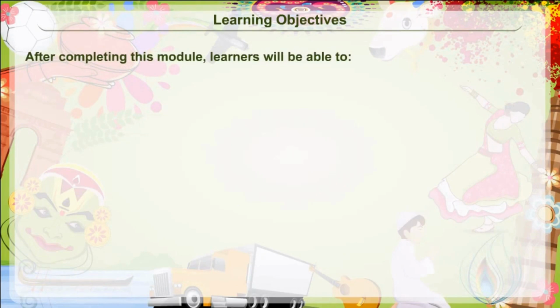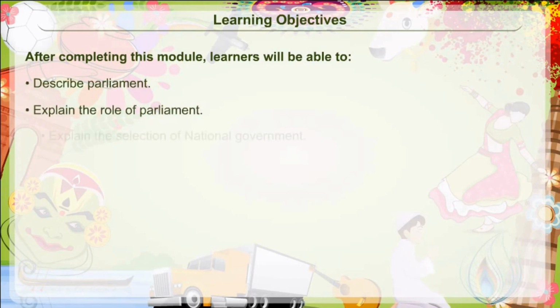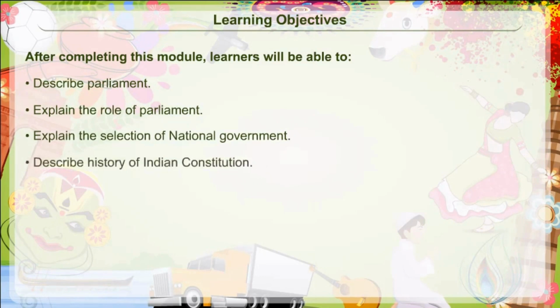Learning objectives. After completing this module, learners will be able to describe Parliament, explain the role of Parliament, explain the selection of national government, describe the history of the Indian Constitution.